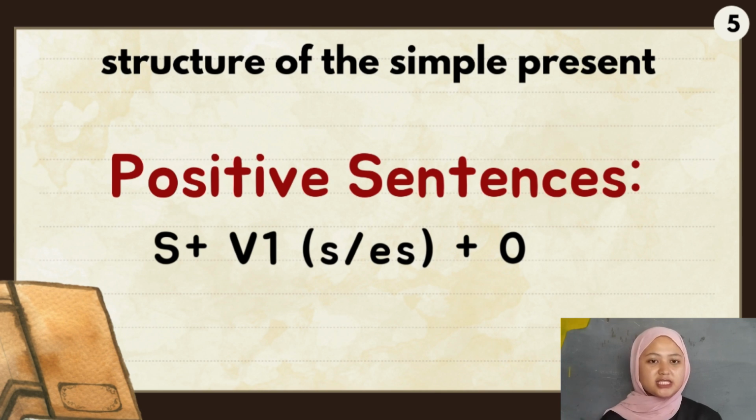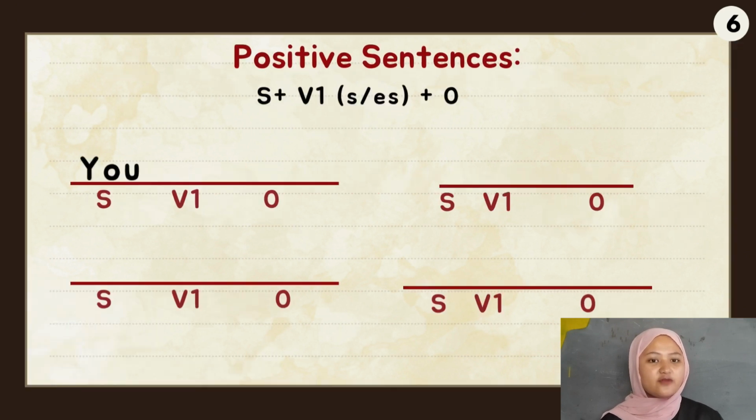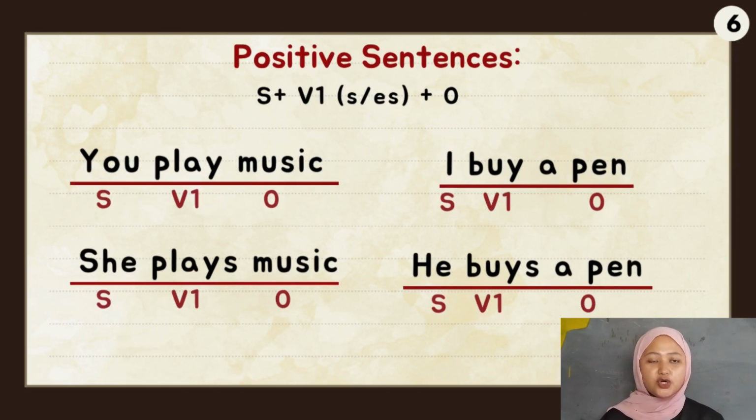The first is positive sentence. The formula for the structure of the simple present is subject plus verb 1 with s or es plus object. An example of a positive sentence is you play music. You is subject, play is verb 1, and music is object. Okay, next example is I buy a pen. I is subject, buy is verb 1, a pen is object.